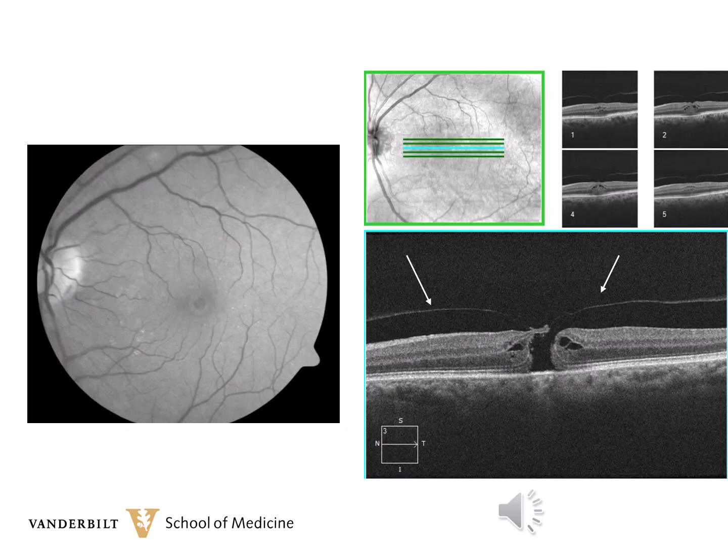On the left, this is the same patient. This is a red-free photograph. And the OCT shows the same vitreomacular traction. You can see the line where the arrows point, and this is the back surface of the vitreous, and it is pulling on the retina, and this is a full thickness macular hole.